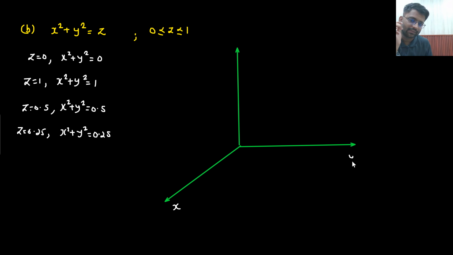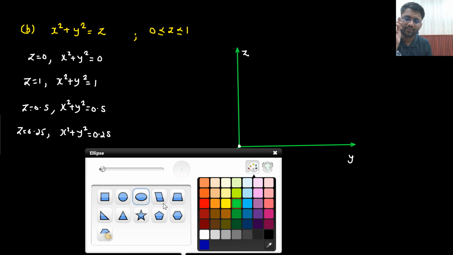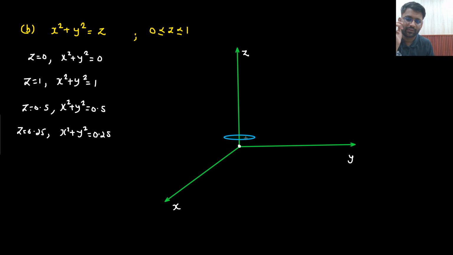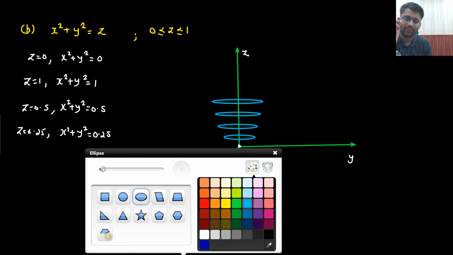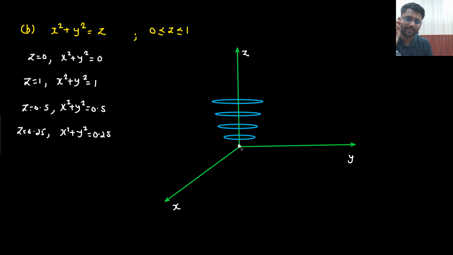Right. So this is x, this is y, and this is z. So initially x square plus y square equals to 0. Then x square plus y square equals to 0.25, then 0.5, 0.75, and then 1. In that manner, it will keep on going, right? This kind of bowl type of structure you will be getting, but this time we have made sure that the bowl goes till z equals to 1 only, from z equals to 0 to z equals to 1. Is that clear to you?